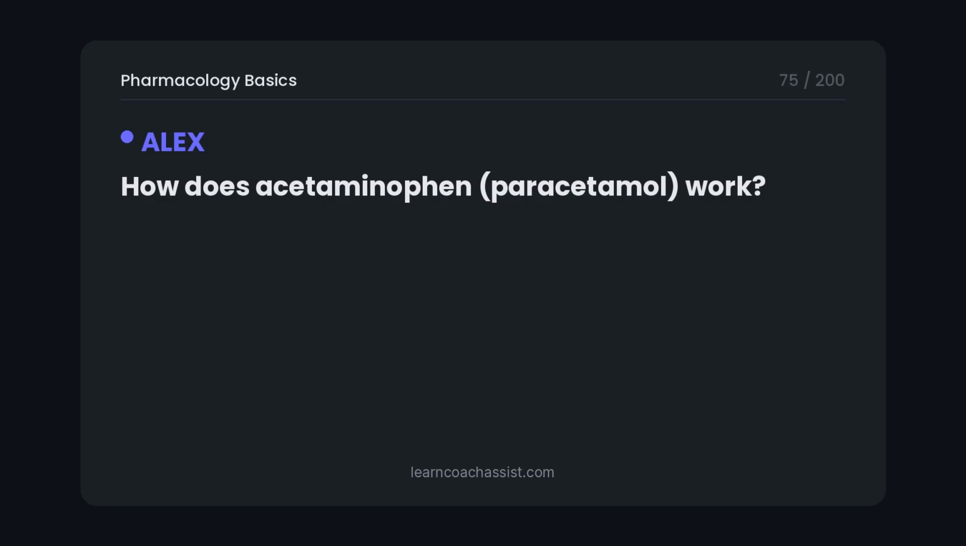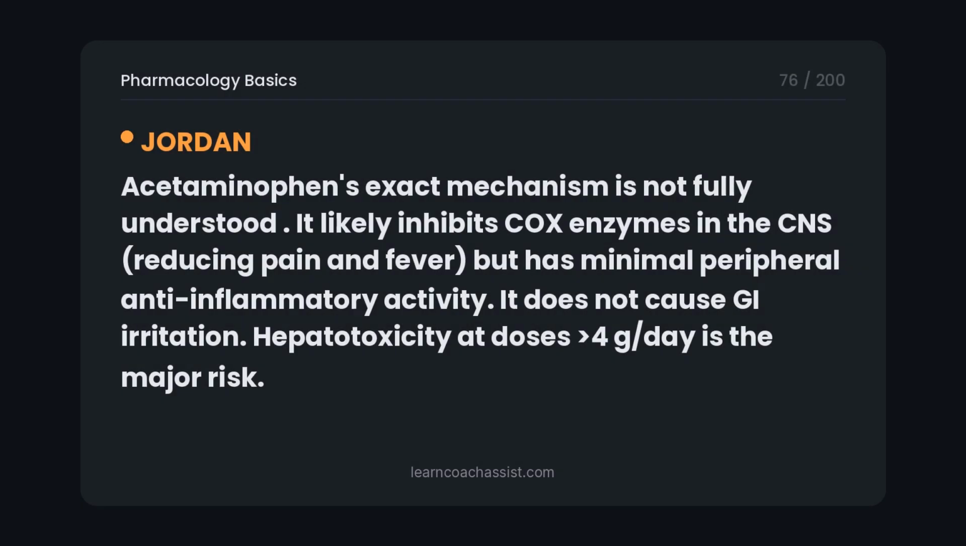How does acetaminophen, paracetamol, work? Acetaminophen's exact mechanism is not fully understood. It likely inhibits COX enzymes in the CNS, reducing pain and fever, but has minimal peripheral anti-inflammatory activity. It does not cause GI irritation. Hepatotoxicity at doses over 4g/day is the major risk.